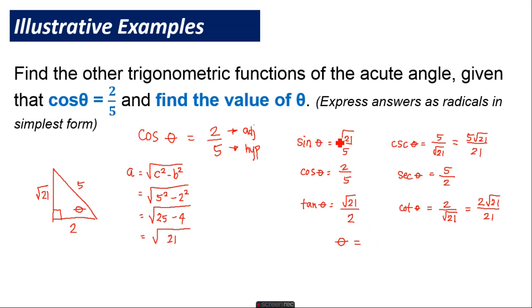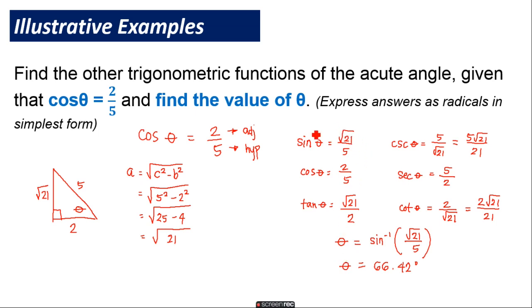So we get the inverse sine of this, that would be the square root of 21 over 5. Then just input this in your calculator. So theta will be equal to 66.42 degrees, rounded off to 2 decimal places. And we're done with this first example.